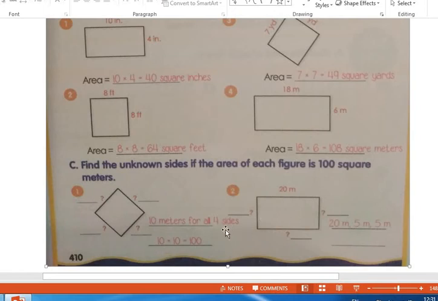Okay, here the area is 100 and he gives me length and width. Here he must give me one side because they are different in length. He gives me here the width is 20, 20, 20. So I need to know what is the length here. 100 divided by 20 equals 5 meters. So the answer is 5.